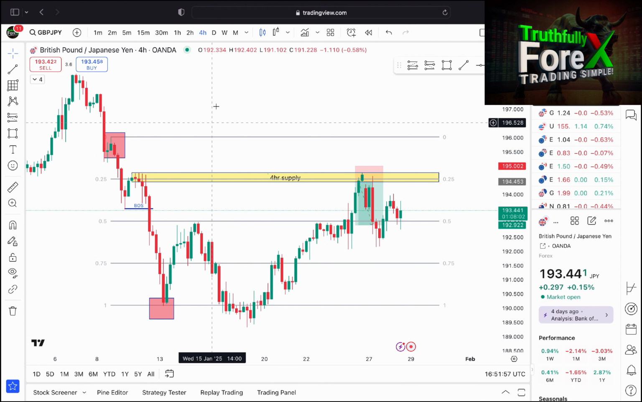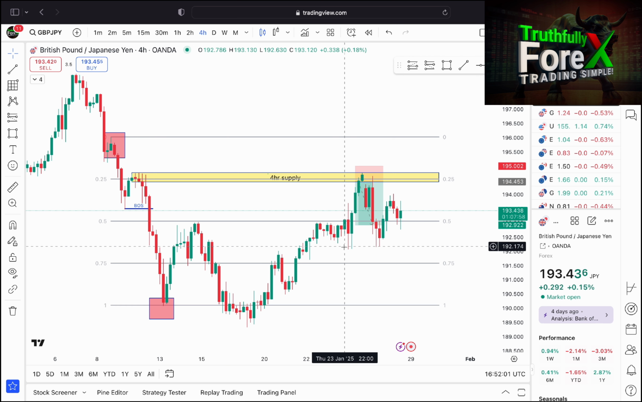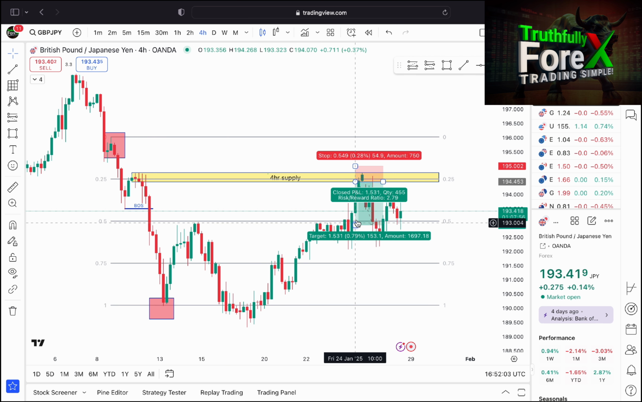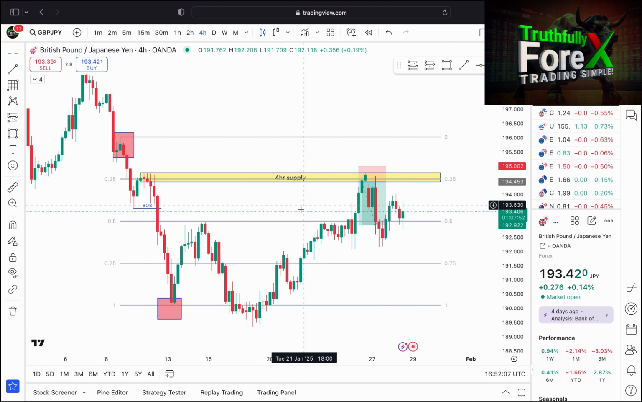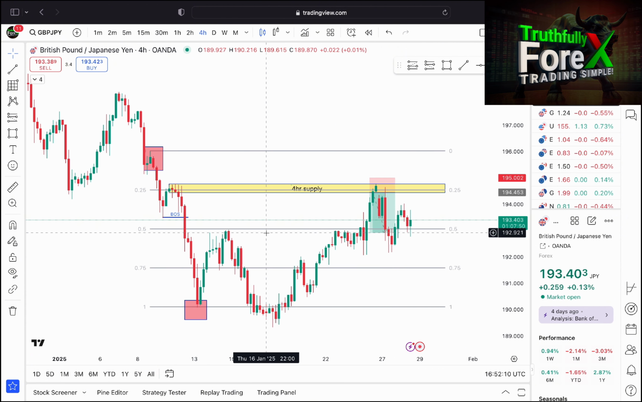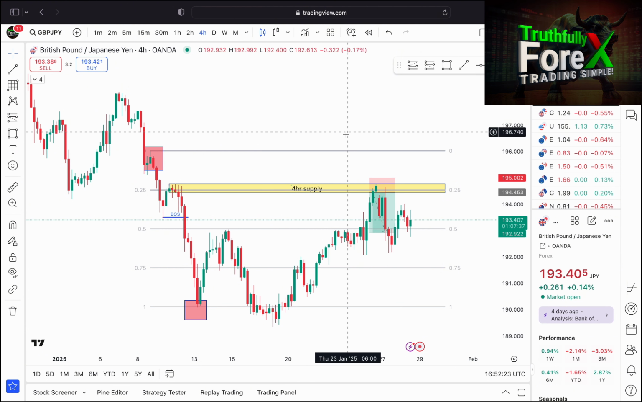So these levels, obviously a premium and discount. This is the equilibrium, however you say it. I don't know, but either way, yeah. Not very good at pronouncing things like that. So anyway, as long as you understand, it's all that matters. So if price is around this level, we're not interested. Not interested one little bit.